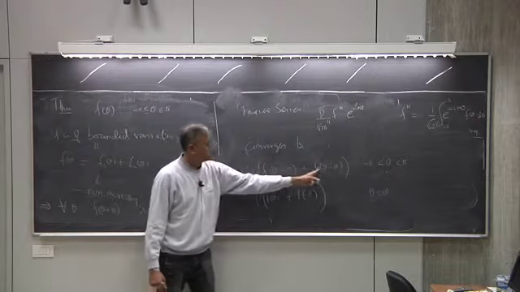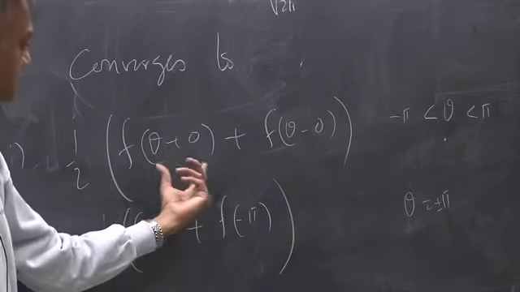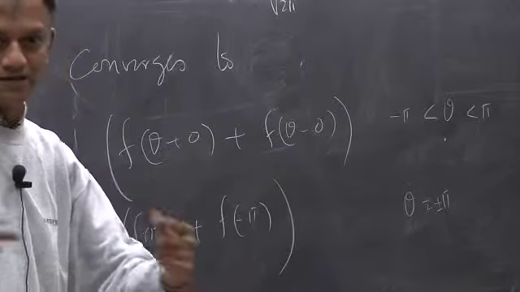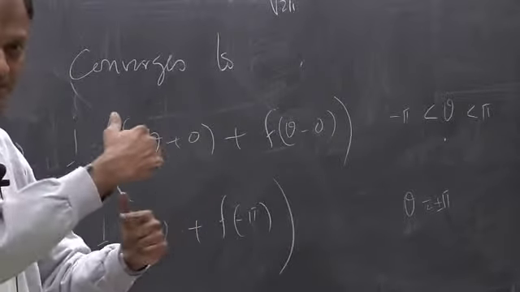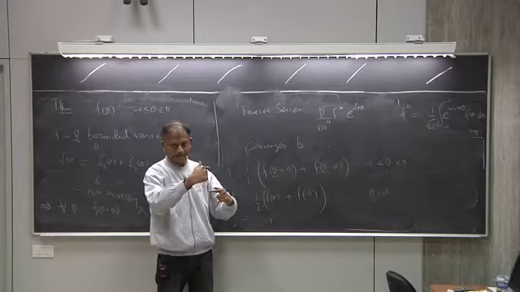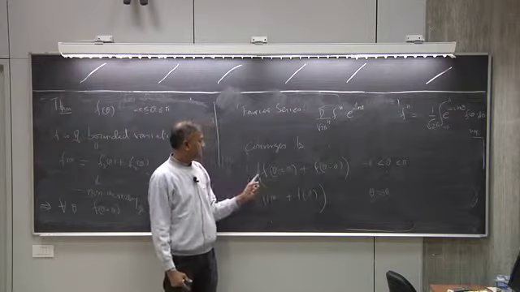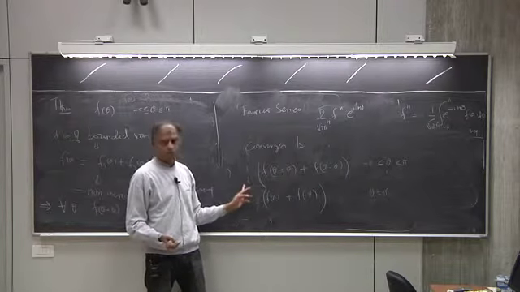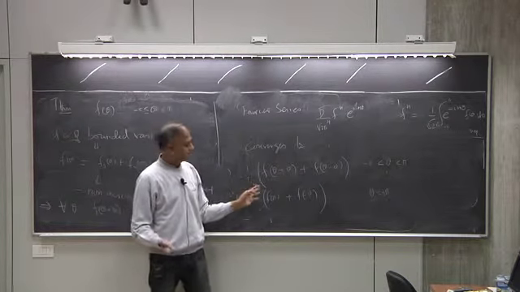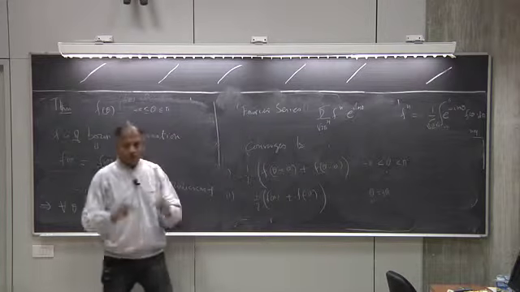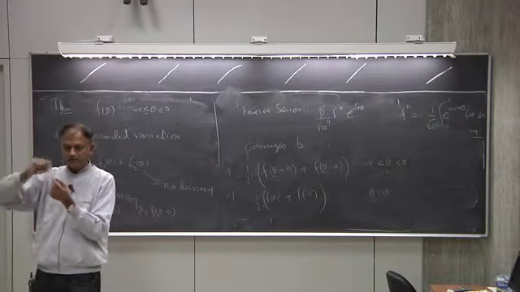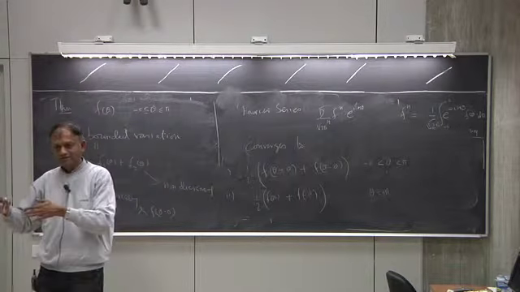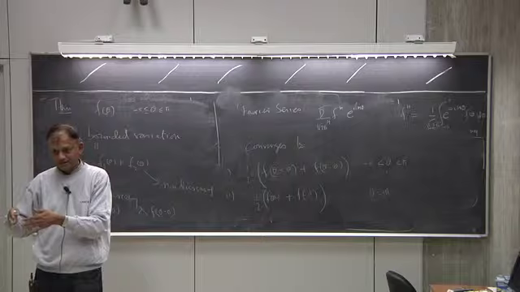I mean, if the function was continuous at a given theta, these two limits are the same, right? That's what you mean when you say continuous. The left limit and the right limit are the same. In that case, these two are equal, which is equal to f of theta itself. So twice f of theta divided by 2 is f of theta. So what this is saying is that in all those points where the original f is continuous, this Fourier series gives you back that same function, right?